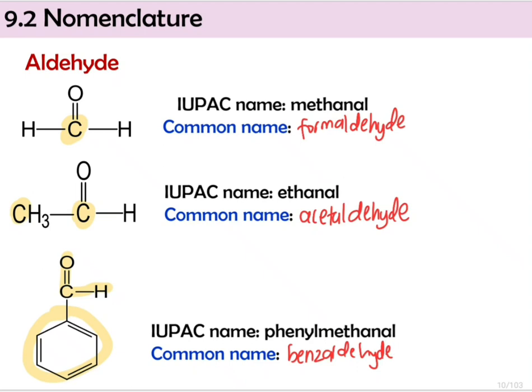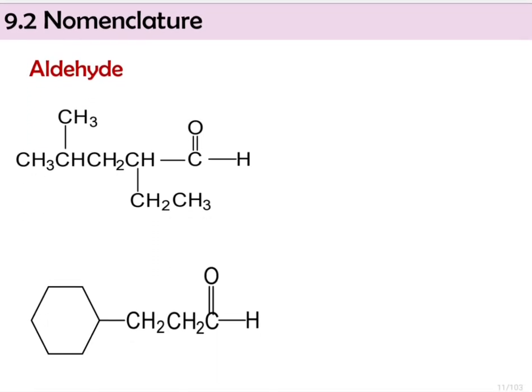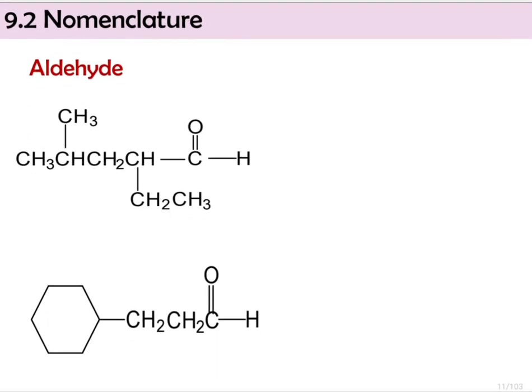For the IUPAC name, this is a parent chain with 1 carbon and benzene is substituent. So benzene sebagai substituent nama dia adalah phenyl. Since ada 1 sahaja carbon, dia adalah methanal. Tapi kalau untuk yang ni, kalau special name, biasanya kita pakai special name. Jadi kita teruskan dengan beberapa example untuk aldehyde untuk kita bagi nama.